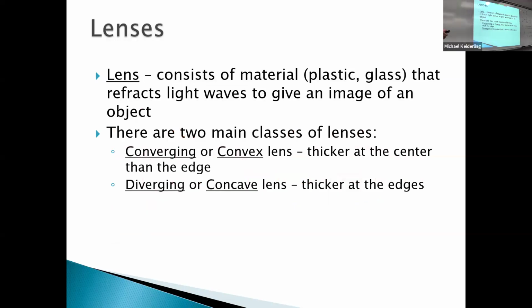Now, lenses consist of material that's plastic or glass that refracts or bends light waves to give an image of an object. There are 2 main kinds. Converging or convex lenses that are thicker at the center than the edges, and diverging or concave lenses that are thicker at the edges. Converging lenses are the equivalent of concave converging mirrors. Diverging lenses are the equivalent of convex diverging mirrors. So the concave convex thing switches between lenses and mirrors.